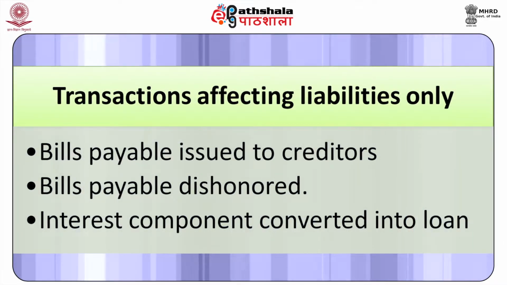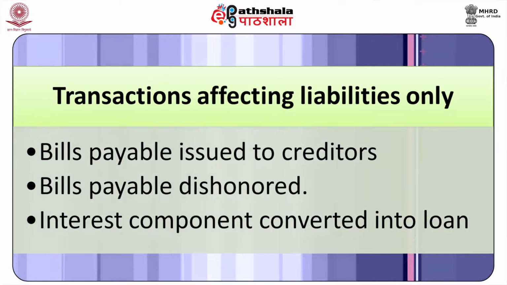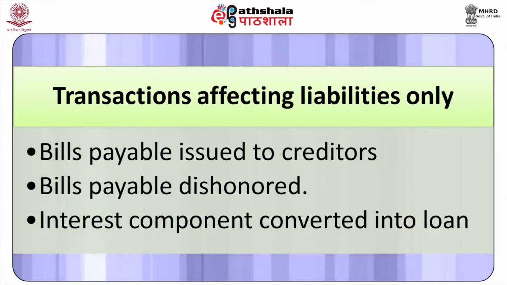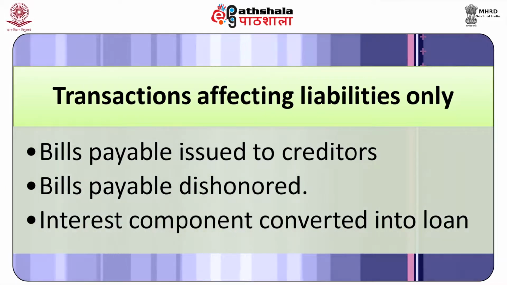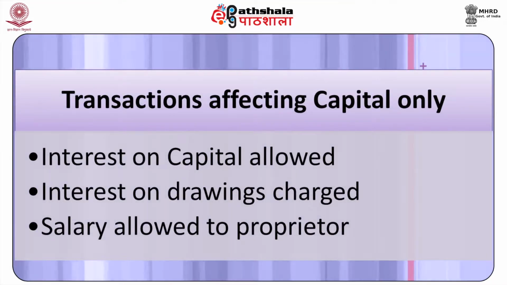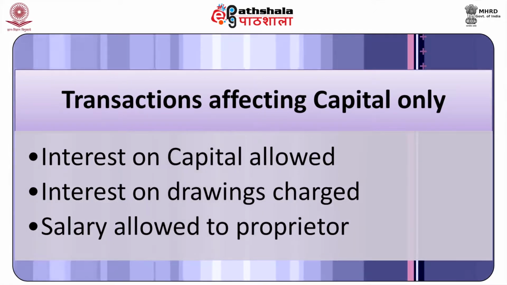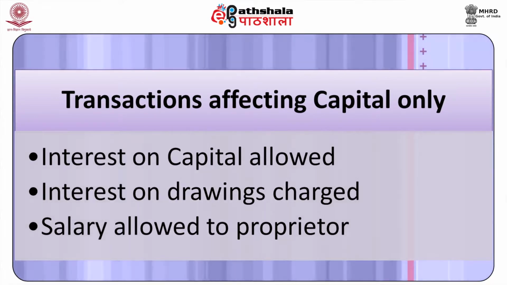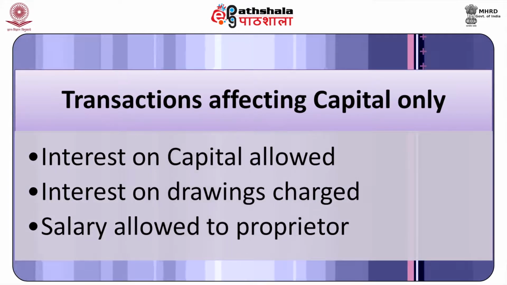Now take an example of transactions affecting liabilities only. For example, bills payable issued to creditors, bills payable dishonored, interest component converted into loan. Another is transactions affecting capital only. For example, interest on capital allowed, interest on drawings charged, salary allowed to proprietor.